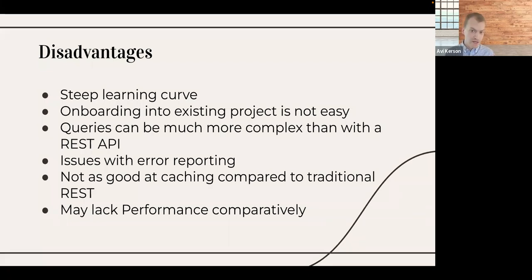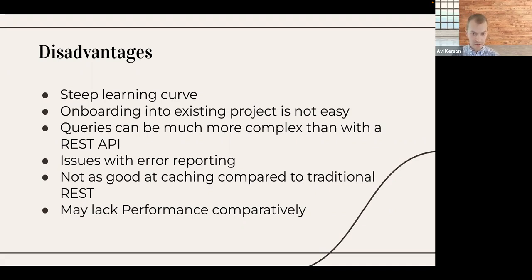There are issues with error reporting. It's not super straightforward how to handle certain error cases with GraphQL right out of the box. It may not be as good at caching compared to traditional REST. It is more complicated to implement a simplified cache with GraphQL than implementing it in REST.